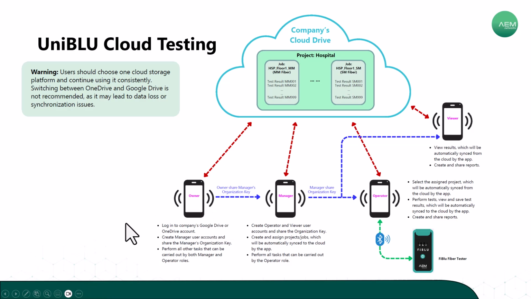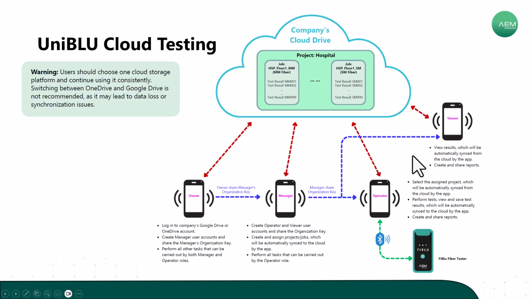So you've got your owner who will log into the app. They can then share the organization key with the manager, who can also share that with operators or with viewers. So your techs in the field would be operators. You may have a project manager who's the manager. Then you've got the business owner who owns the login credentials for your cloud, whether it's OneDrive or Google Drive.